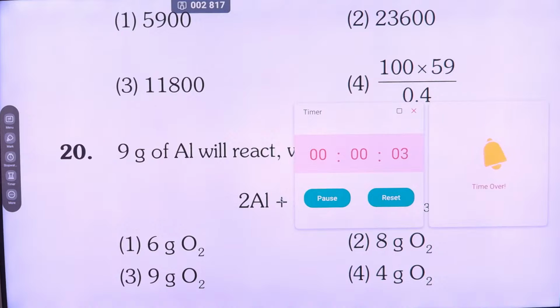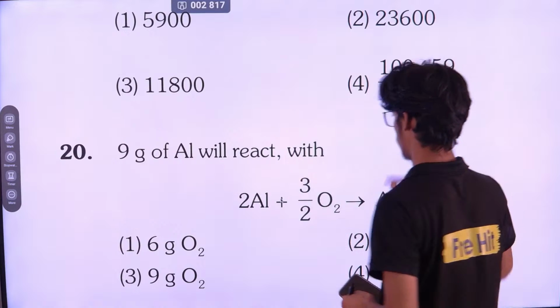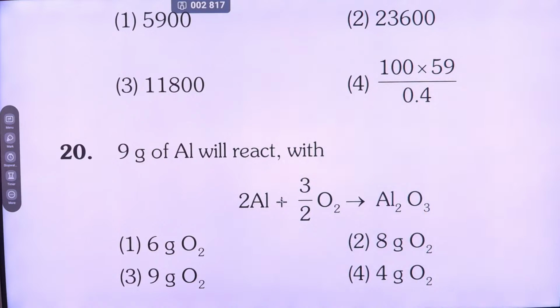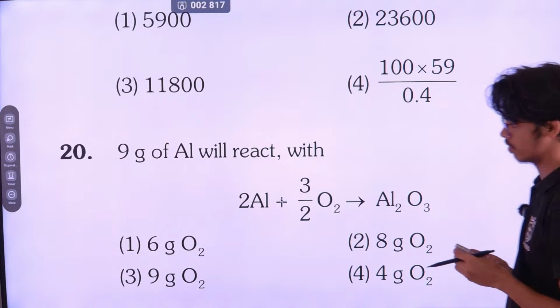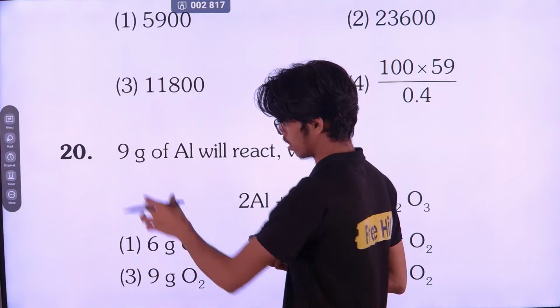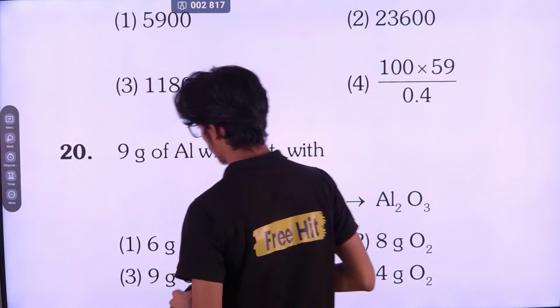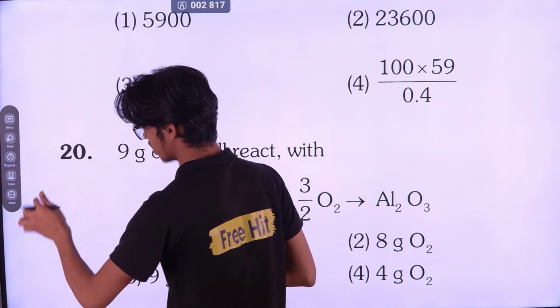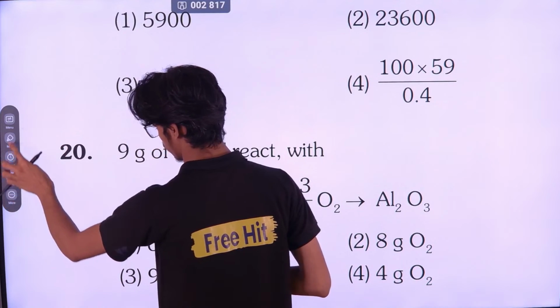Okay, guys, let's start. Okay, so 9 gram of aluminum reacts with how much of the oxygen? So first of all, what is the mass of aluminum? See, 9 gram is the amount of mass given to us, right? Mass of aluminum is around 27. Okay, it's a little lesser than 27, but it's around 27.